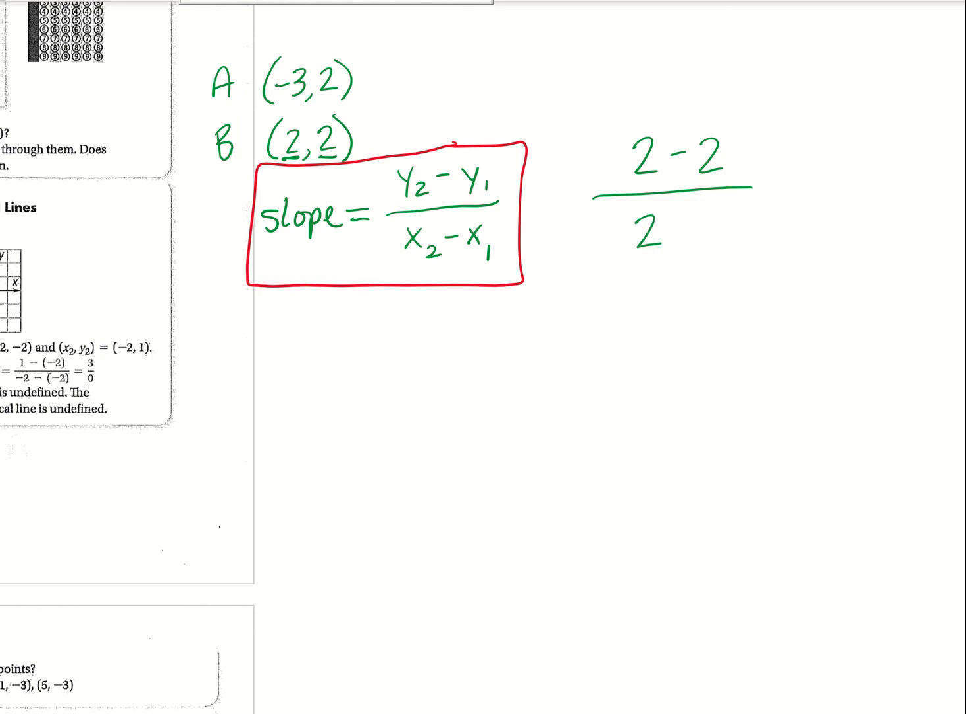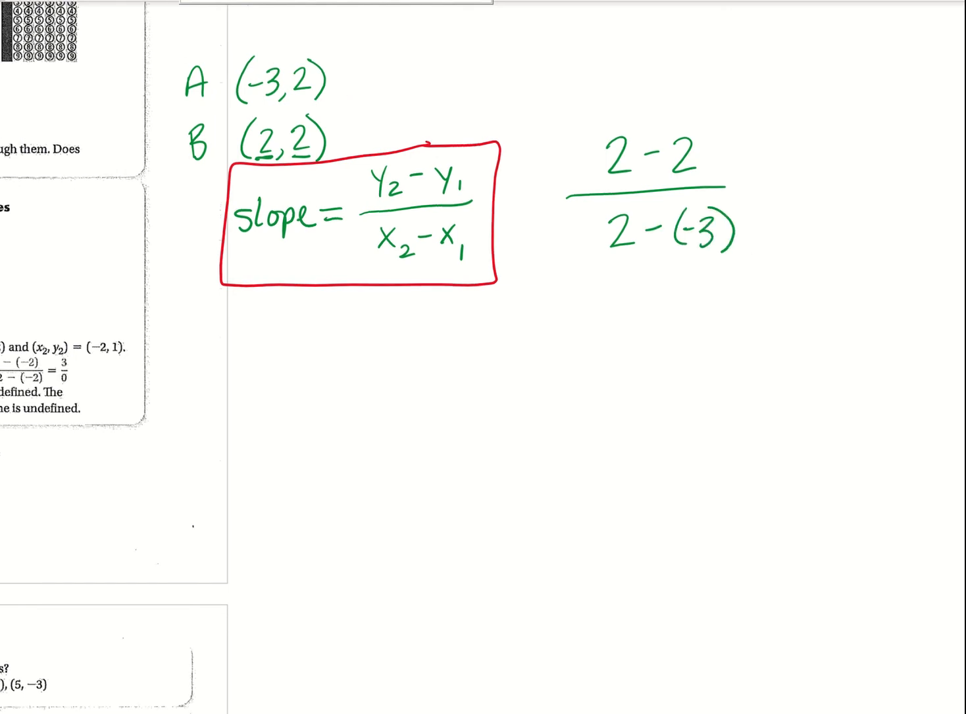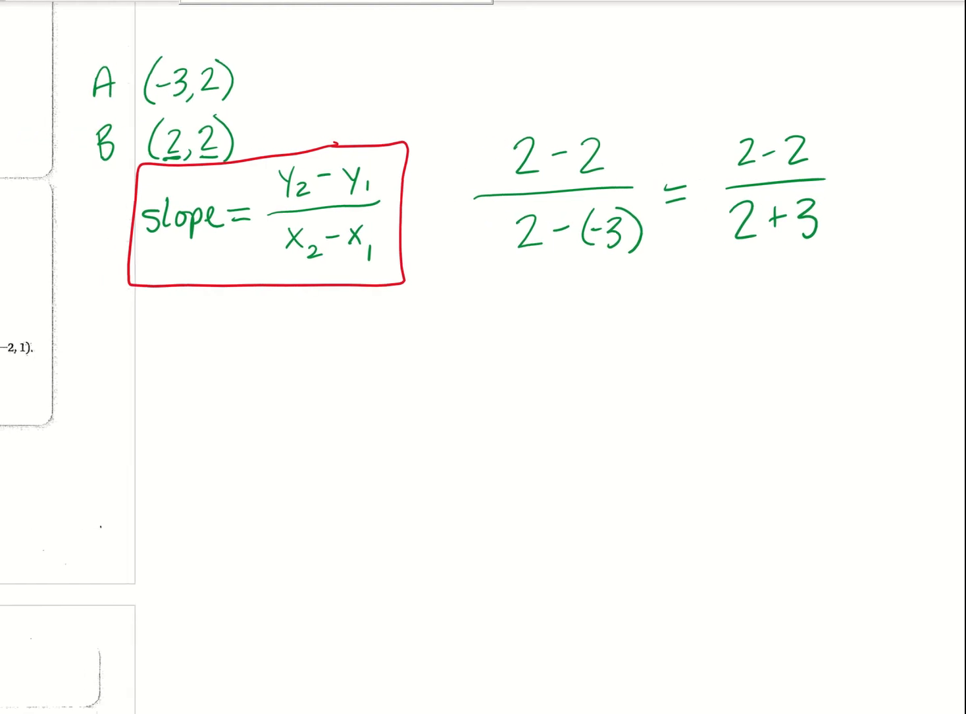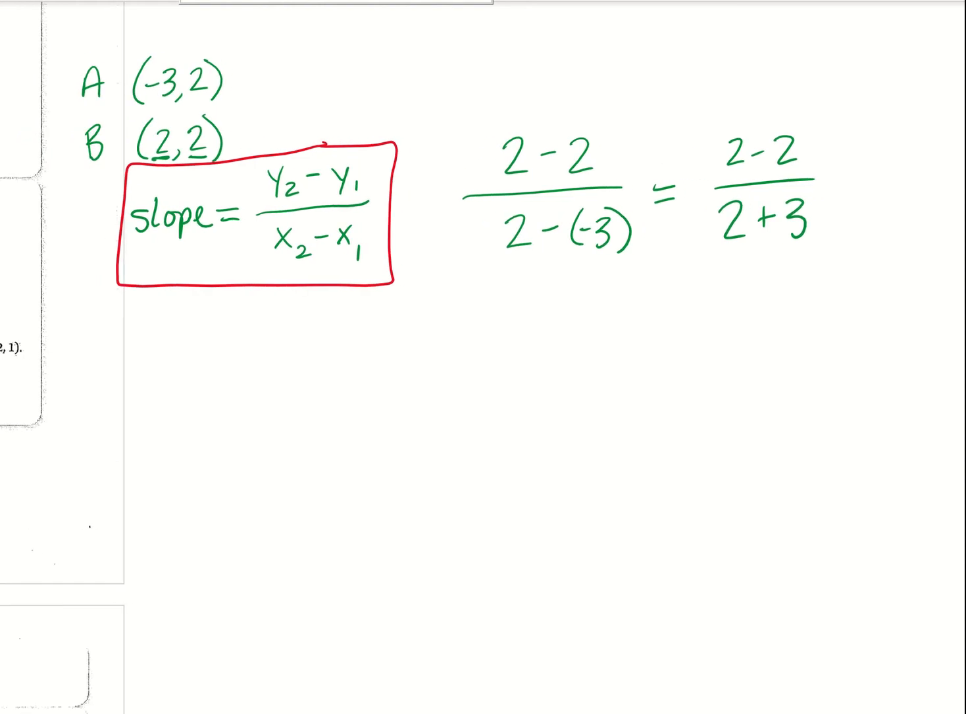And then my x1 is going to be -3. Now remember, we're subtracting -3, so you're going to have two negatives there. That's going to be the same as 2 minus 2 over 2 plus 3, because minus a negative is just adding a positive. I did say I wasn't sure which one I used for y2 and y1. The good thing is these are the same, so it's not going to make a difference.